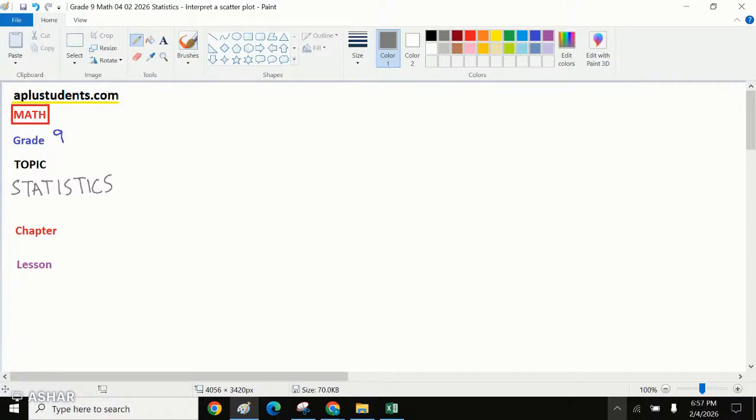I'll give you the chapter number and the lesson number. The chapter number is 9 and the lesson number is 4. What we will be doing today is we are trying to interpret a scatter plot.